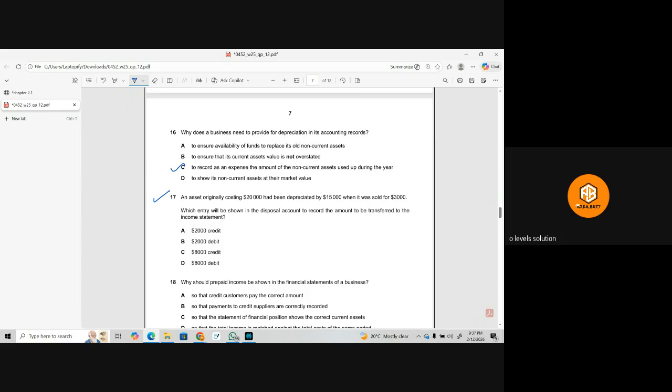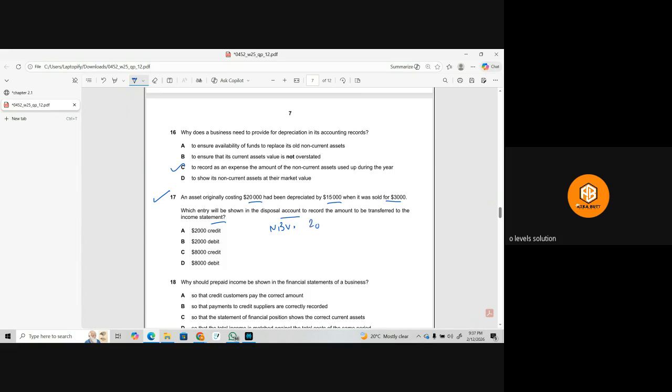An asset originally costing 20,000 had been depreciated by this and was sold for this. Which entry will be shown in the disposal account to record the amount to be transferred to the income statement? Okay, so the original cost is 20,000. Let's first of all find out its book value.